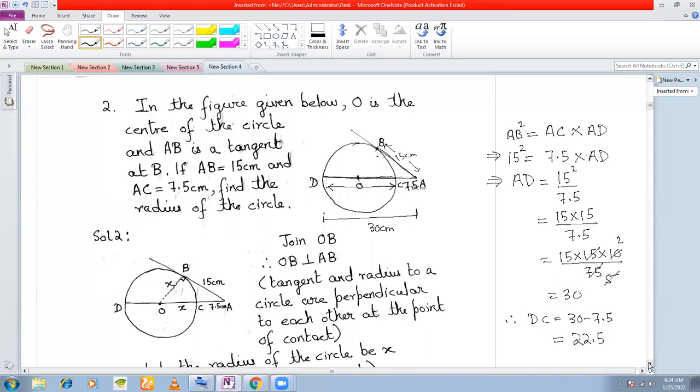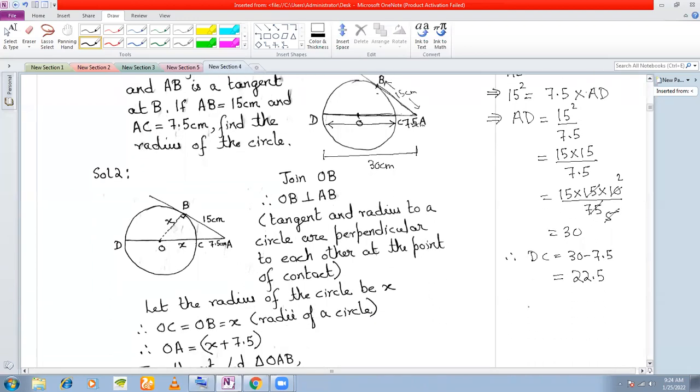So if the length of the diameter is 22.5, what should be the radius? Radius OC, or you can say OD, is equal to half of the diameter, which is 11.25.